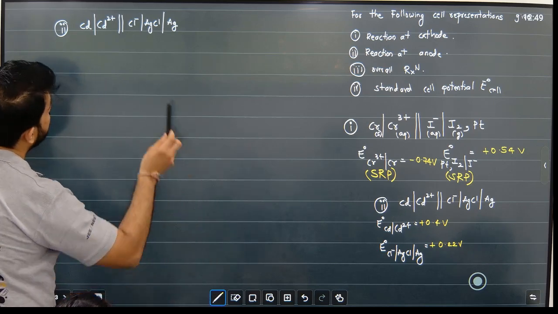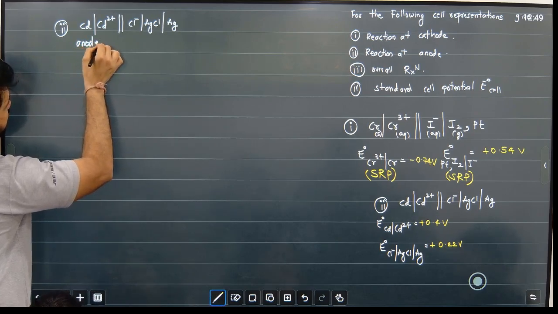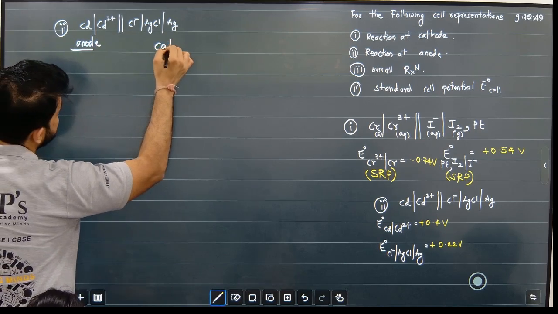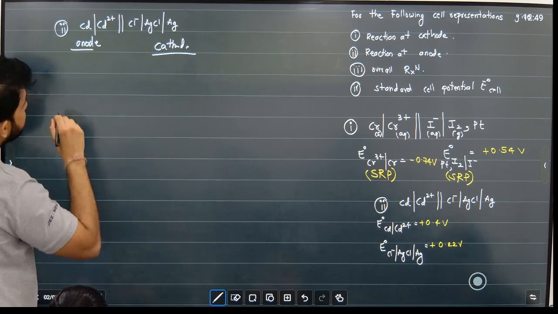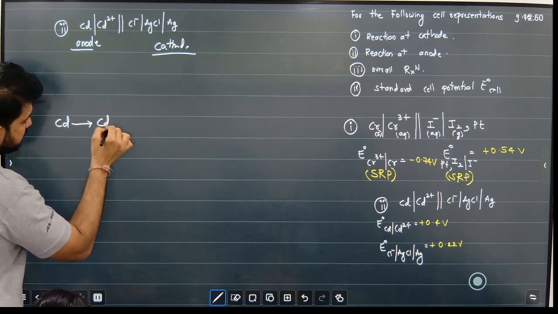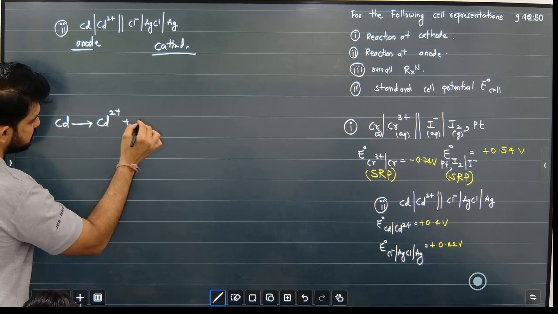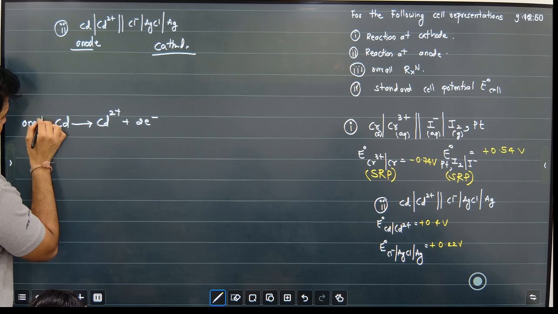चलो. Again, same thing again. Left में क्या होता है people? We have the anode. And right now, what do we have? Cathode. Can someone give me the reaction? What will happen at the anode? Cd becoming Cd2 plus releasing 2 electrons. This is what's happening at the anode.